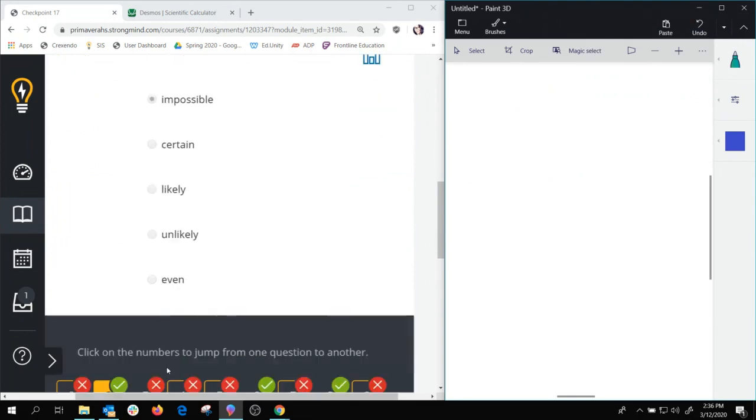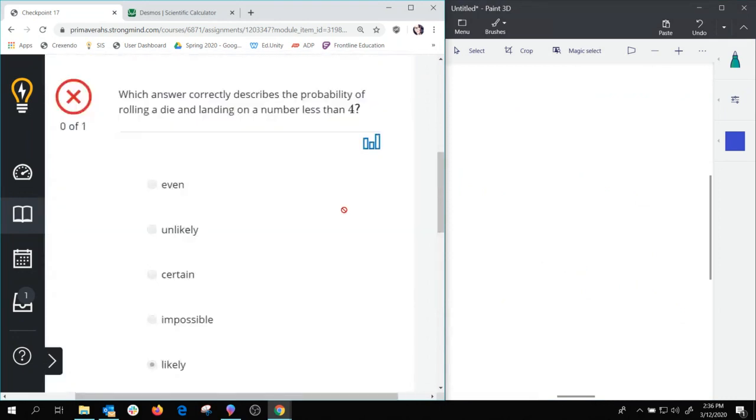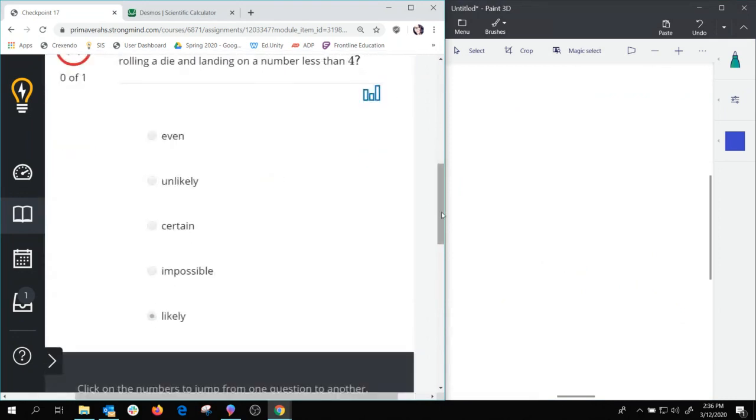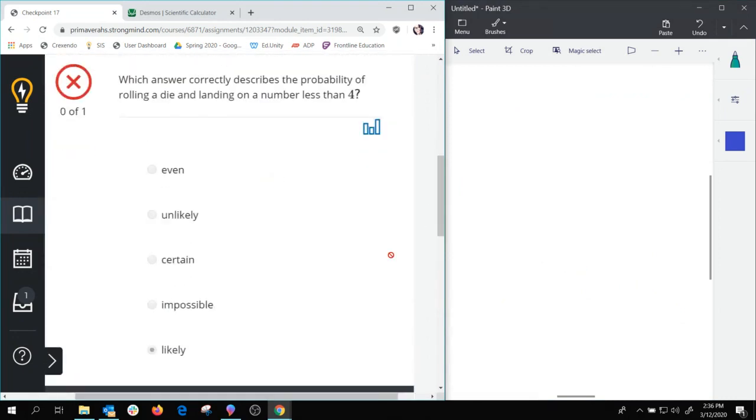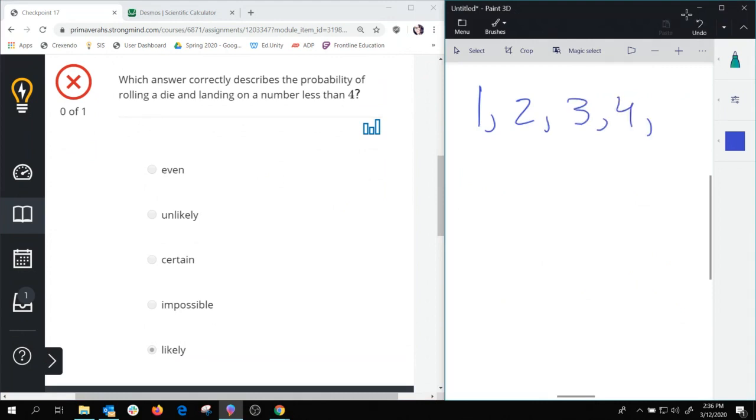All right. Third one. Let's see. So, which answer correctly describes the probability of rolling a dice and landing on a number less than 4? Okay. So, when we roll a dice, I could land on 1, 2, 3, 4, 5, or 6.